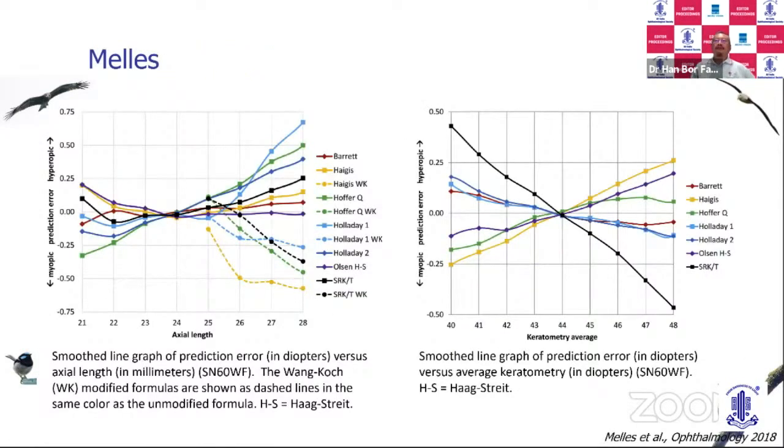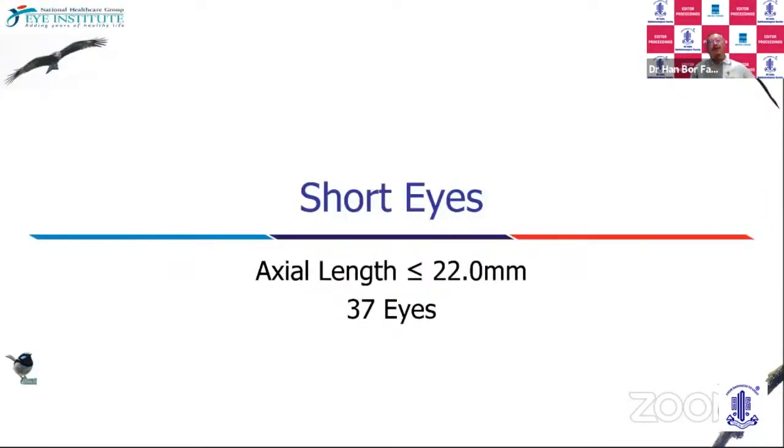This is corroborated by data from Melles. The newer formulas are less sensitive or neutral to axial length and K, while some of the traditional formulas are very sensitive to K and axial length. And that is one reason why the older, traditional formulas don't work so well in today's refractive cataract surgery scene.